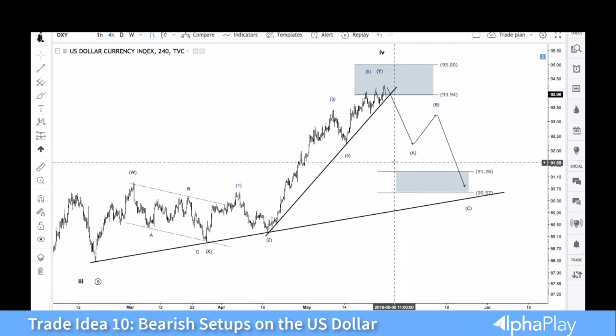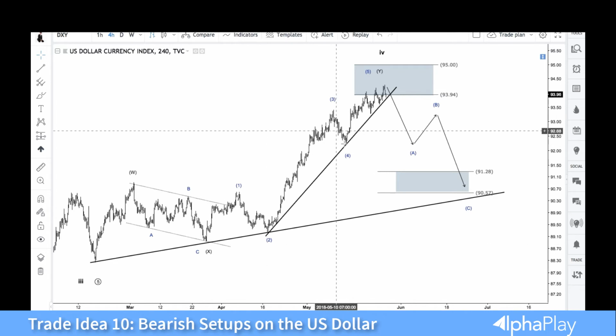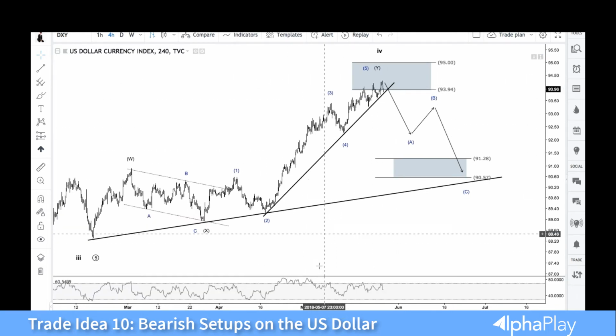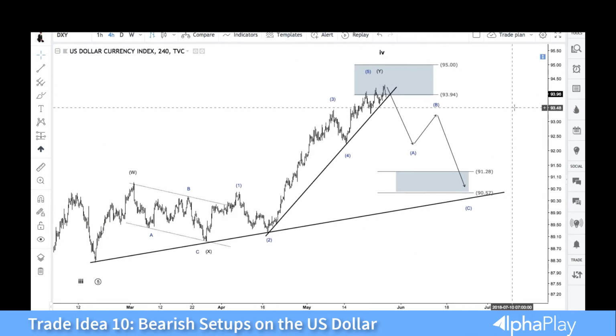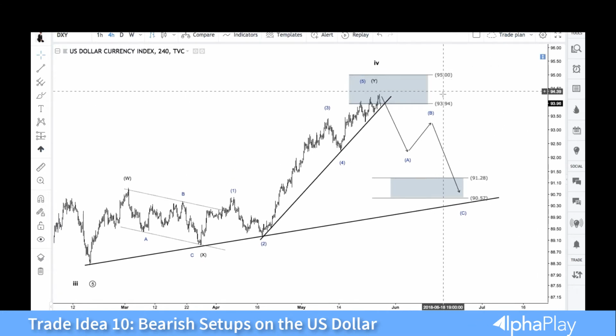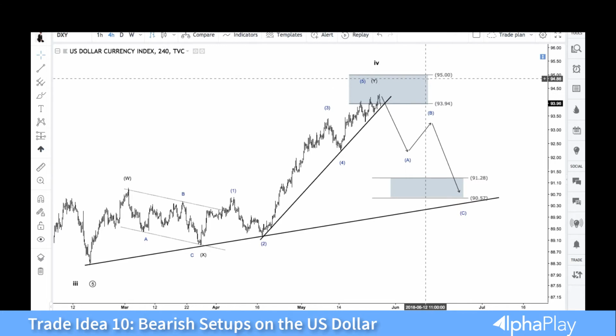And within Y here we have an internal 5-wave structure potentially completing, with a nice RSI divergence as well, between wave 3 and wave 5. And on top of just the structure, we do have a ratio expectation being completed as well.